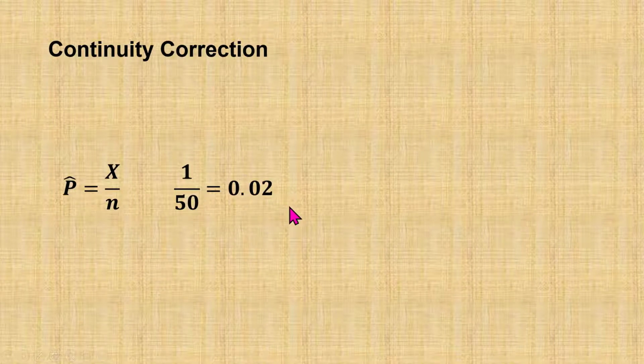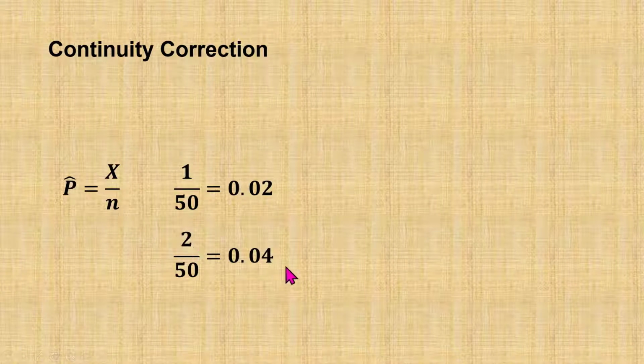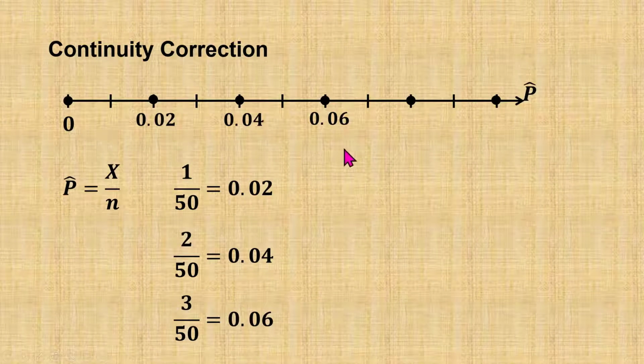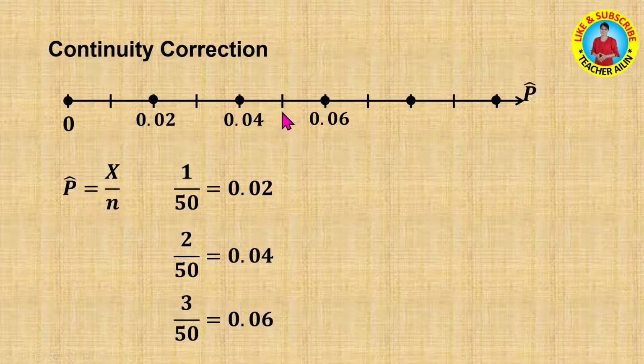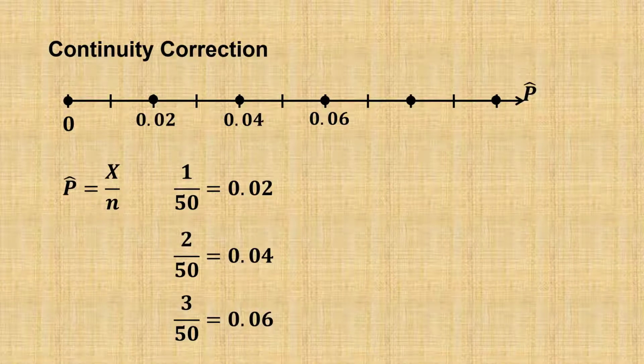the sample proportion is 0.02. When x is 2, then sample proportion is 0.04. When x is 3, sample proportion is 0.06. And when we look at the number line, we find that sample proportion is only allowed to take 0.02, 0.04 or 0.06, but the sample proportion is not allowed to take 0.03, 0.01, 0.05, or 0.035. So therefore, sample proportion is a discrete variable.